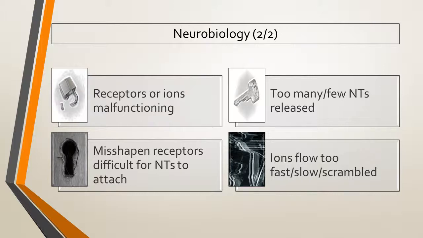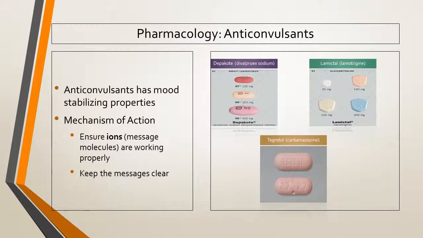There may be too many or too few neurotransmitters released. The receptors might be misshapen and don't allow neurotransmitters to attach. Lastly, ions may not flow smoothly along the axon. Signals that are too slow, too fast, or too scrambled can change the way the entire message system works. Many of the medications for bipolar disorder ensure a healthy ion flow, which ensures that messages are clear.